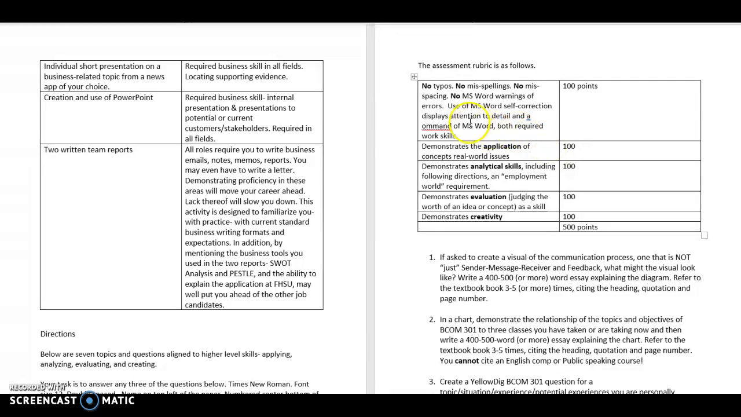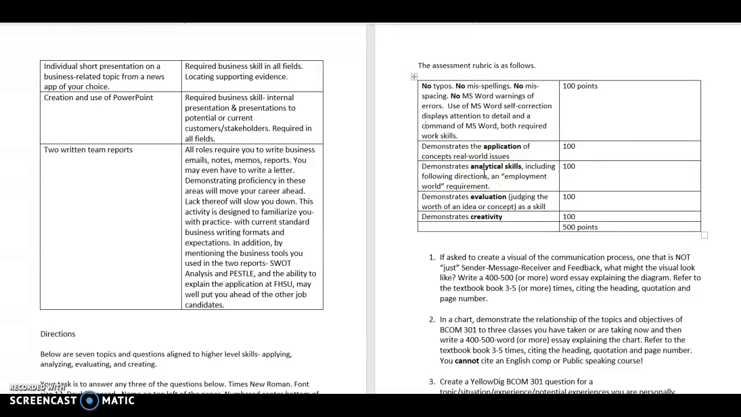That will indicate that you have a command of MS Word, which are both required work skills. I'd like to see the application of the concepts to real-world issues.